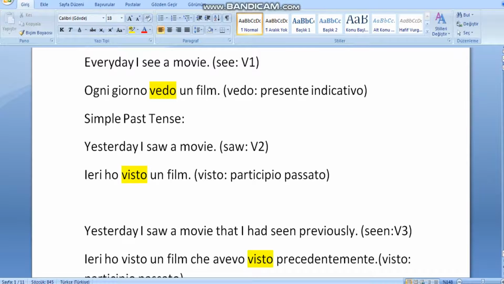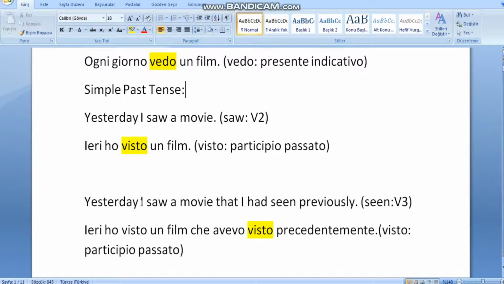And in the third sentence, we see, yesterday I saw a movie that I had seen previously. Ieri ho visto un film che avevo visto precedentemente. I saw a movie. Here, saw is again simple past tense. That I had seen previously is verb 3, and in Italian it becomes avevo visto. Visto again is participio passato del verbo vedere. It's the past participle of the verb vedere.